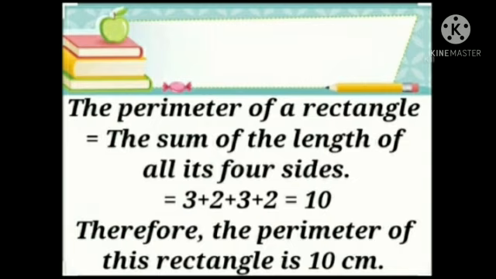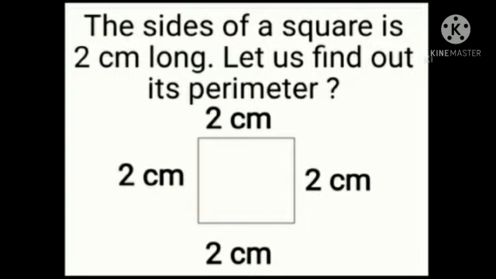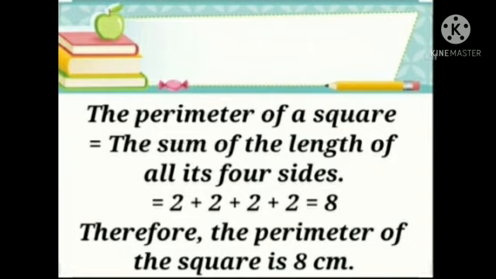Our next example, the side of a square is 2 centimeter long. Let us find out its perimeter. So, to find out the perimeter of a square, the formula is the sum of the lengths of all its four sides, that is equal to 2 plus 2 plus 2 plus 2. The total is 8. Therefore, the perimeter of the square is 8 centimeter.